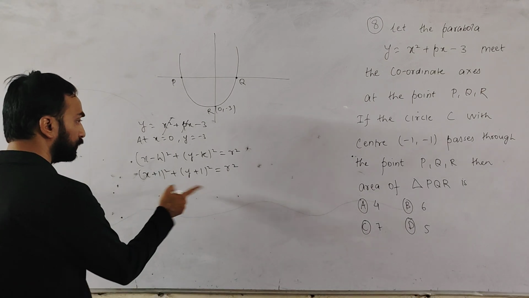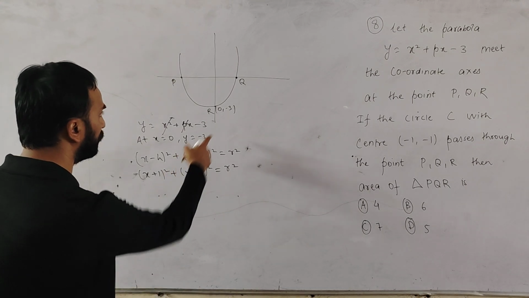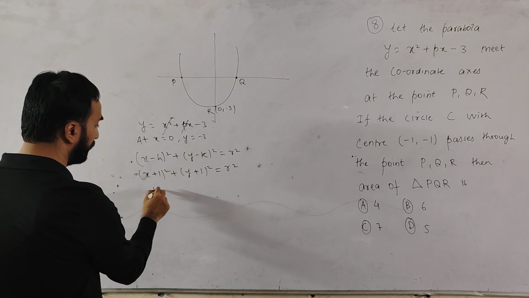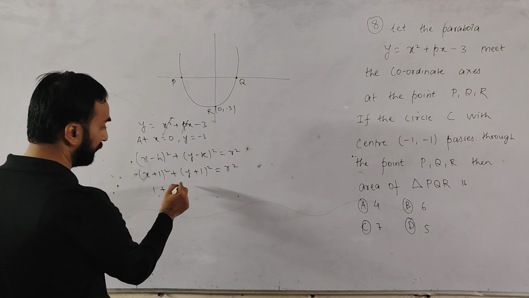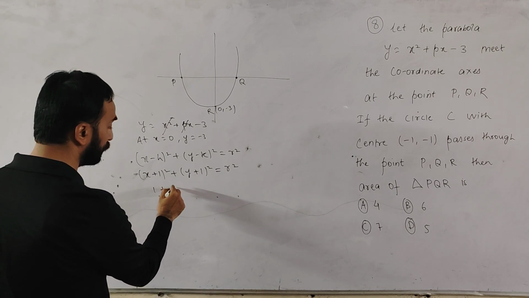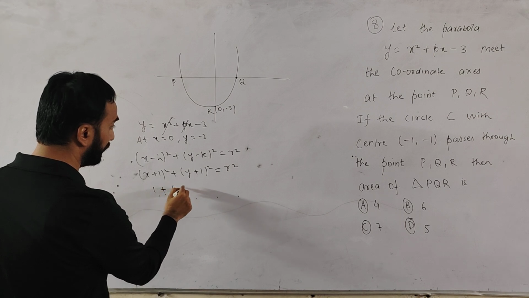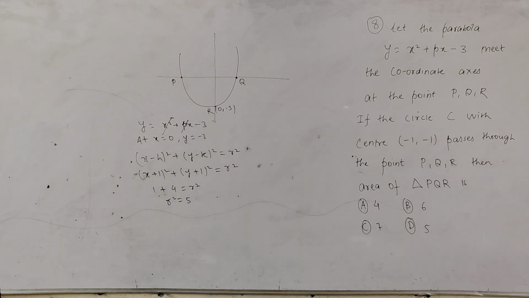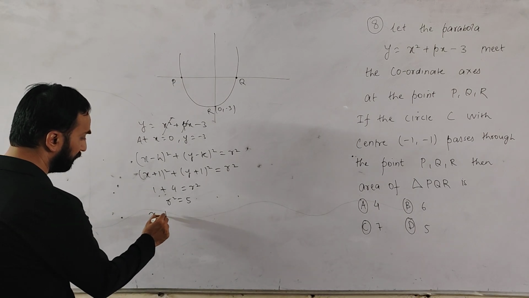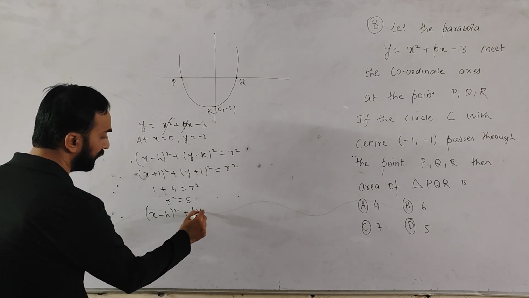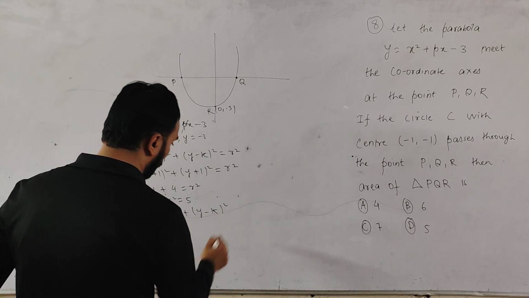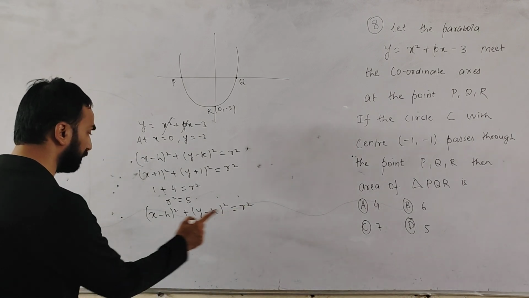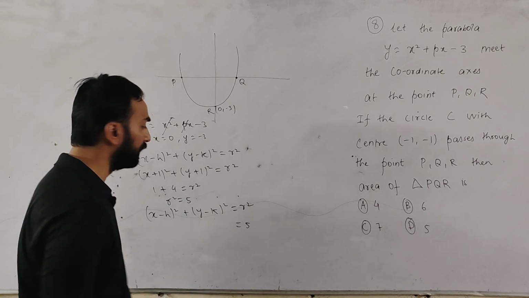And we don't have the r square value. Since it is passing through R, if I put the R coordinates, it will become 1 plus (-3 plus 1) whole square, this will become 1, this will become 4, is equal to r square. So r square is equal to 5. Now again I will write the equation, and this time since we have the value, I can put r square as 5.